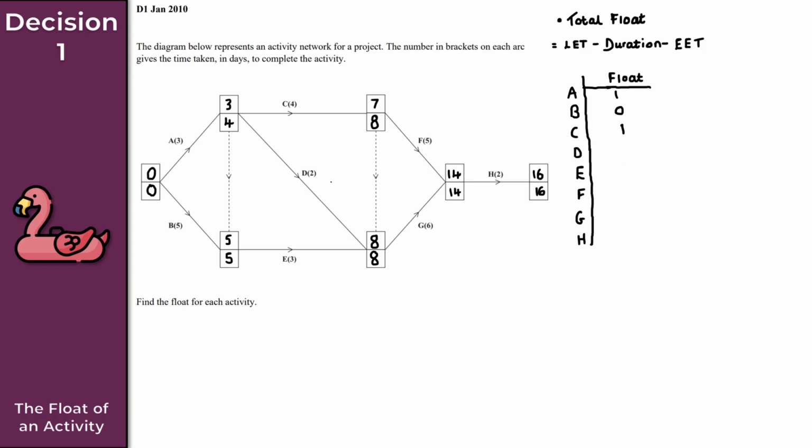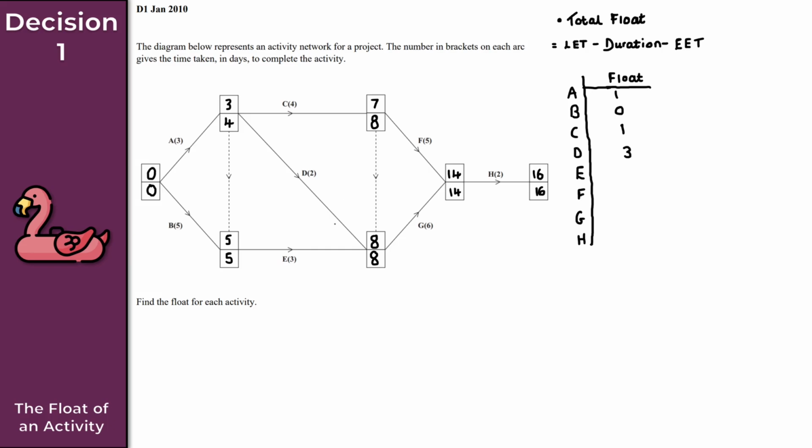Now for activity D here, the late event time is 8, minus the duration, which is 2, so 8 minus 2 is 6, minus the early event time, which is 3. So 8 minus 2 is 6, 6 minus 3, we get 3 there. So the total float here for activity D is 3.